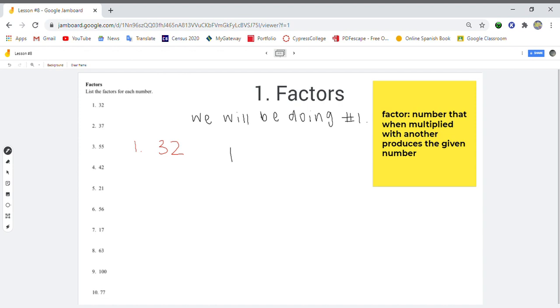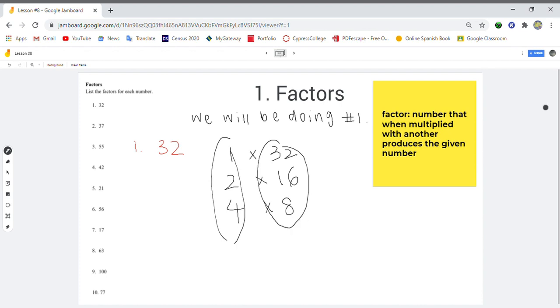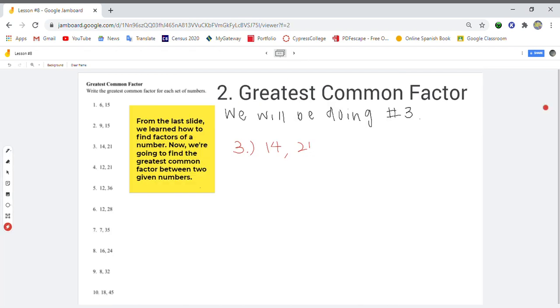So 1 times 32 equals 32, we know that. And 2 times 16 equals 32. And we also know that 4 times 8 equals 32. I don't think there's any other number that when you multiply it will equal 32. So these are the factors. When it says list the factors for 32, you write 1, 2, 4, 8, 16, and 32, preferably in lowest to greatest. So next section, greatest common factor, or in short, GCF, we'll be doing number 3.